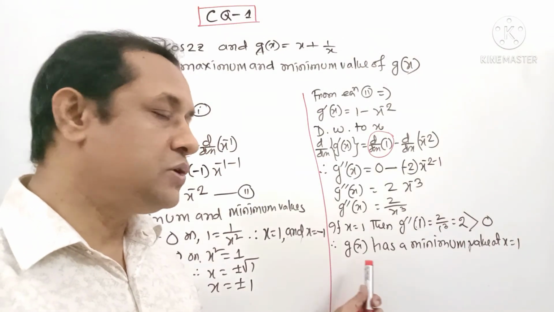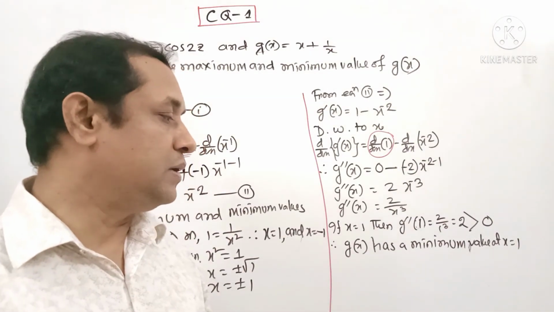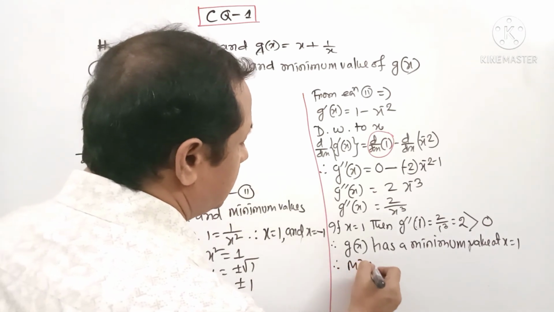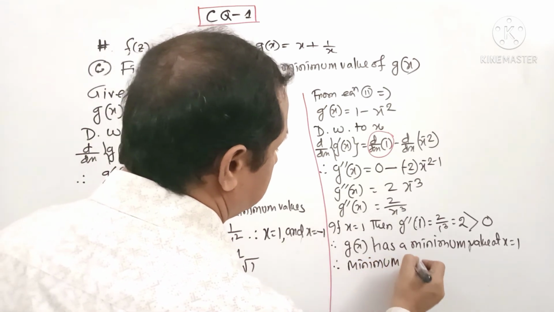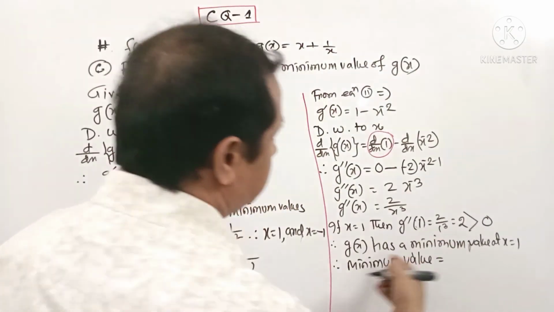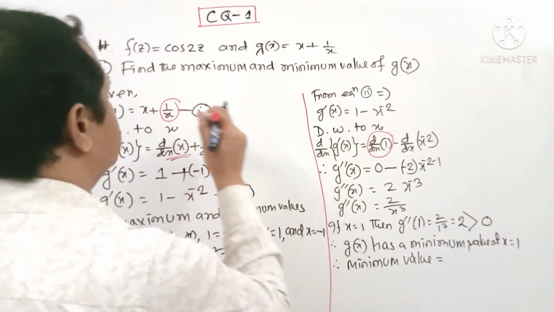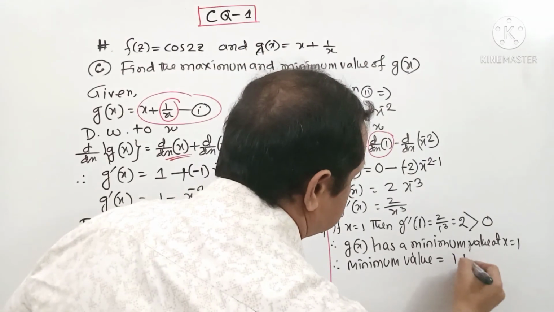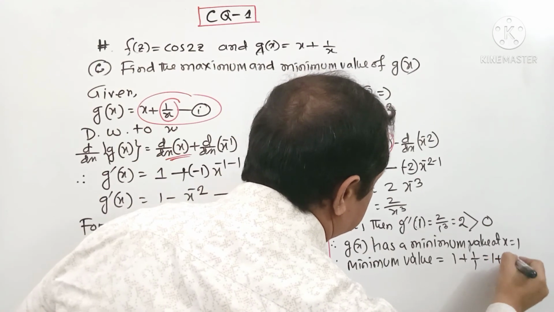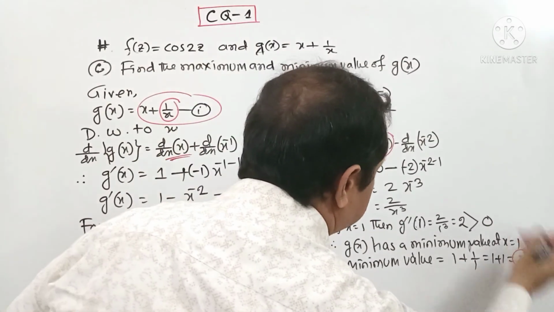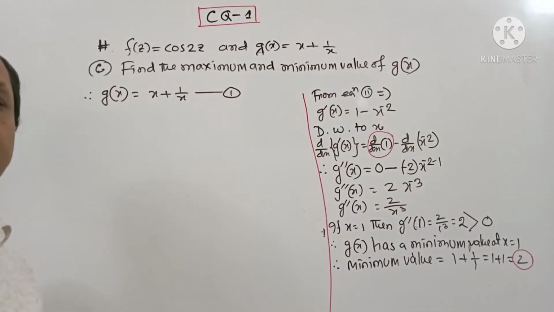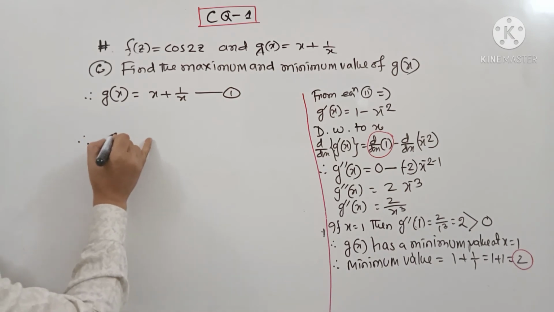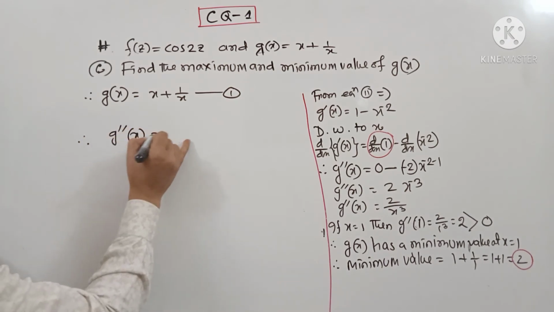Now if g of x has a minimum value at x equals 1, the required minimum value equals, putting the value of x equals 1 in equation 1, 1 plus 1 by 1 equals 1 plus 1 equals 2. So the required minimum value equals 2.